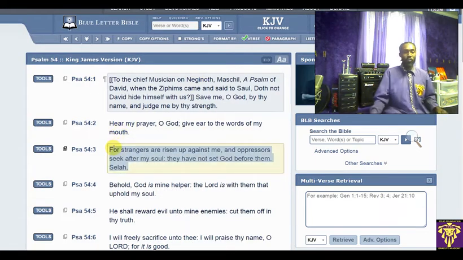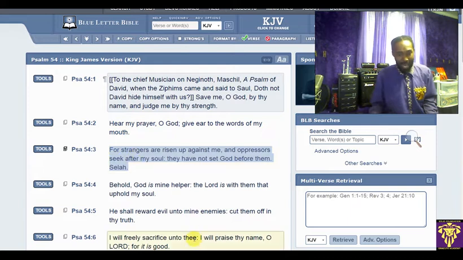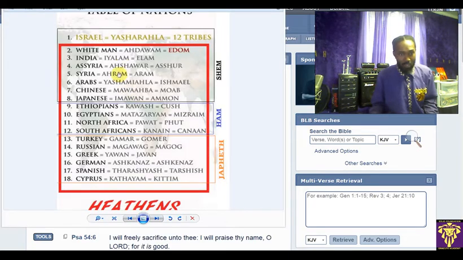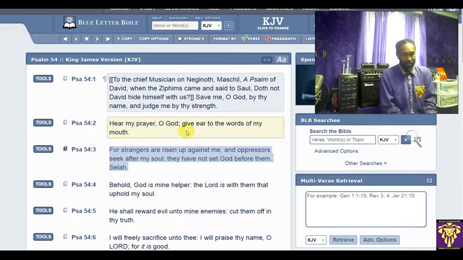And Psalms 54 and 3, those are the strangers that have risen up against David. Not biological heathens, not the strangers in the red box. Not the white man, not the East Indians, not the Arabs, not the Africans, not the Japanese and Chinese. Not those strangers, but David's own brothers. And we're going to show you this.